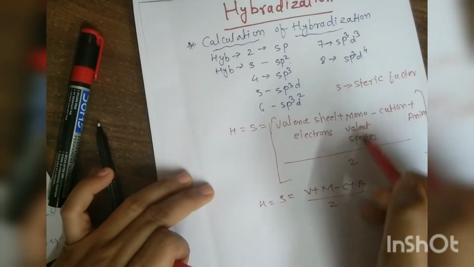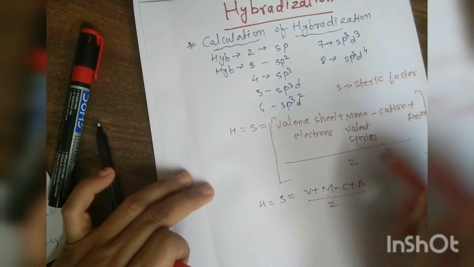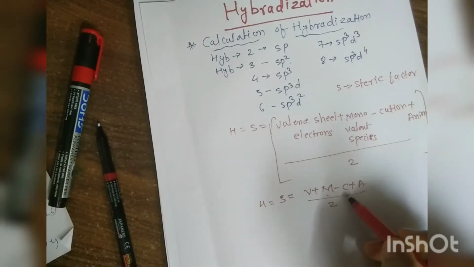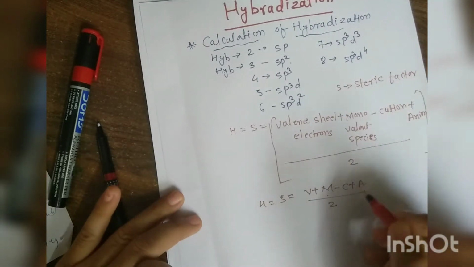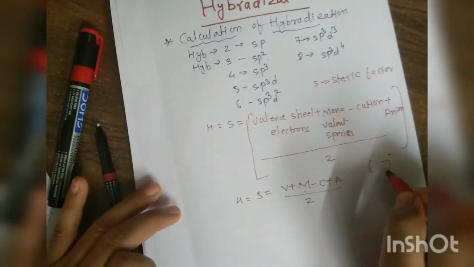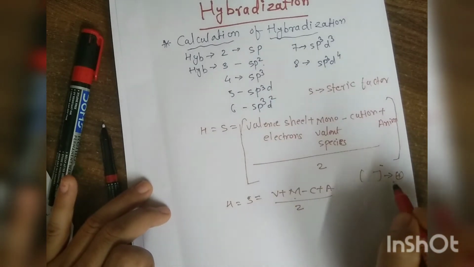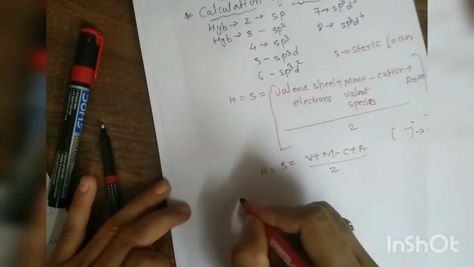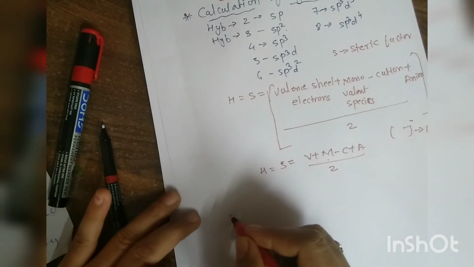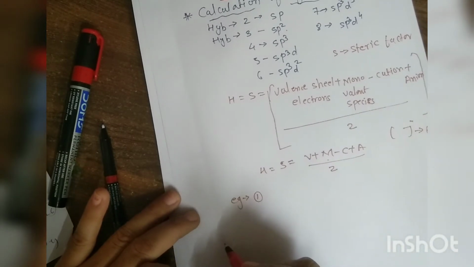Here M is monovalent species and V is valence shell electrons. For the cation, the sign is negative here, because whenever a charge is given on any complex, like negative, we calculate it as a positive charge. In the calculation we can see in the examples. So let's see the first example.